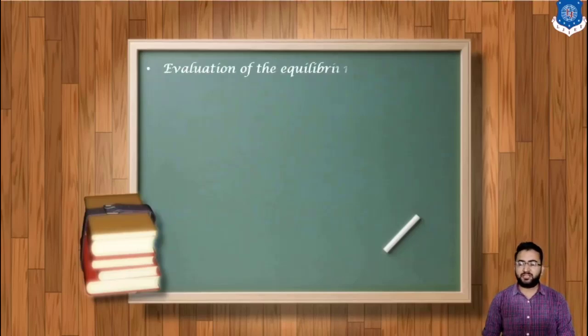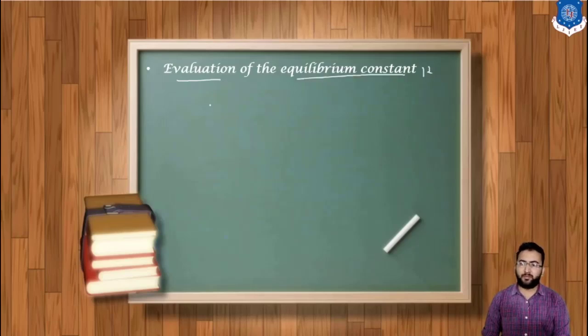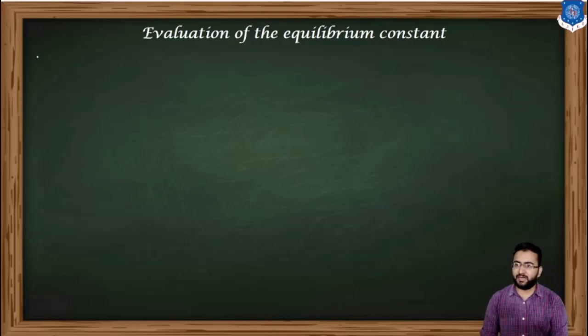So let's continue with chapter number 3, which is reaction equilibria. In this lecture, we are going to discuss the evaluation of the equilibrium constant. There are mainly three methods to find the equilibrium constant. So let's start with method 1.